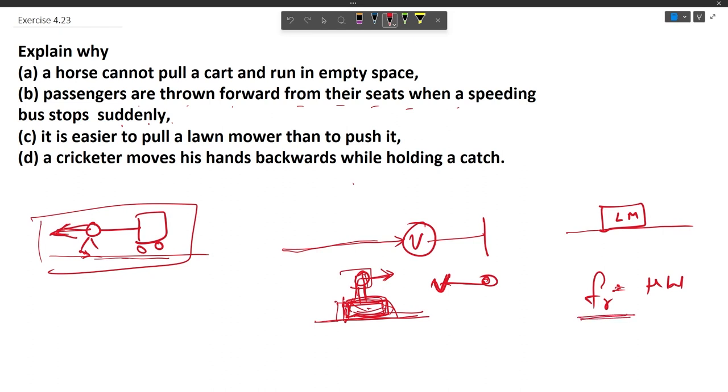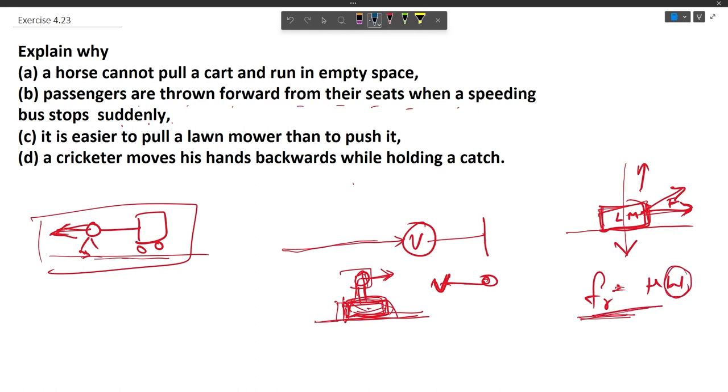Let us assume that the lawnmower is first pulled. This is the force that is pulling the lawnmower. Weight is acting in the downward direction. The pulling force has a component which acts in the upward direction, and also a component in the horizontal direction, which leads to the pulling of the lawnmower. The upward component of the pulling force is responsible for reducing the overall weight, so the frictional force will reduce. That's why it is easier compared to the case of pushing.